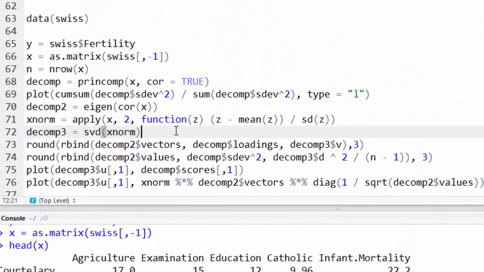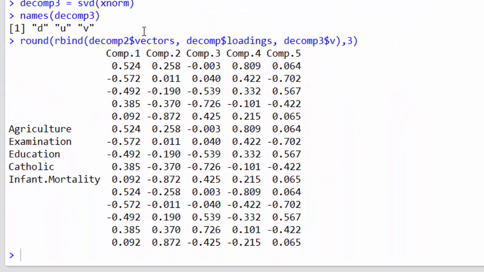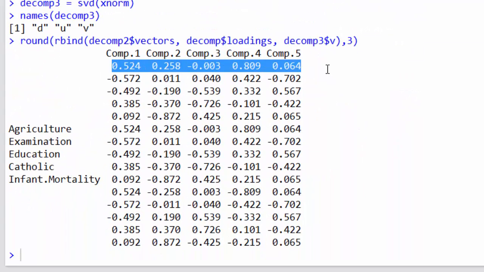So just to show you that these are all getting at the same thing, let me combine the eigenvectors from the eigenvalue decomposition of the correlation matrix, and I'll do it with what are called the loadings from the princomp function, and then I'll also grab what is the V matrix from the singular value decomposition. And here are those three quantities. Notice, take for example this first column, comp1, comp2, comp3, comp4, 0.524, 0.258, and so on.